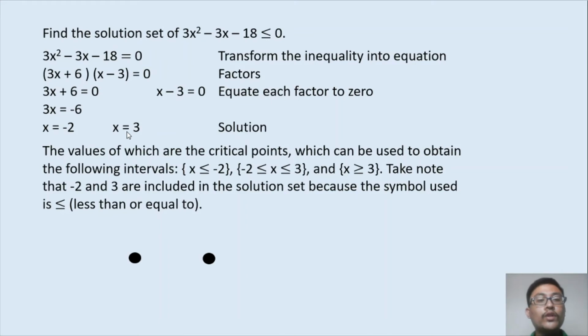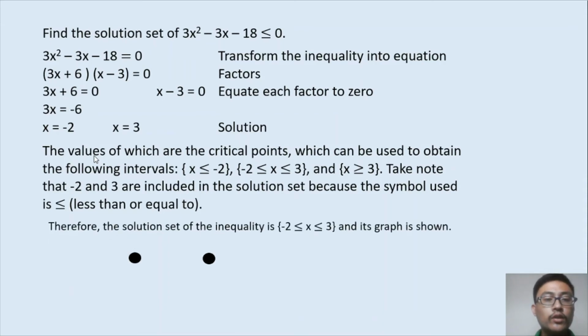So, the values of which are the critical points, which can be used to obtain the following intervals. Yung first interval is x is less than or equal to negative 2. The next interval is x is greater than or equal to negative 2 but less than or equal to 3. And then yung isa, x is greater than or equal to 3. Take note that negative 2 and 3 are included in the solution set because the symbol used is less than or equal to. So, kasama siya sa critical points.